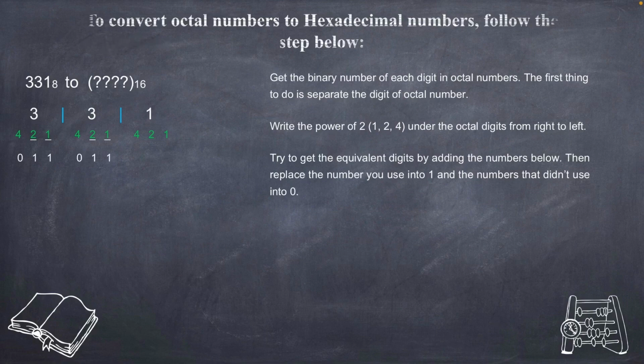So, 2 plus 1 is equals to 3. So, 2 tsaka 1 yung ginamit, kaya 1. Tapos, ganun din sa 1. Since 1 lang yung ginamit, so, 1 siya. Tapos, yung 4 tsaka 2, 0, 0.